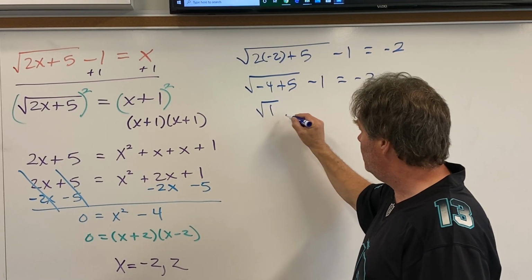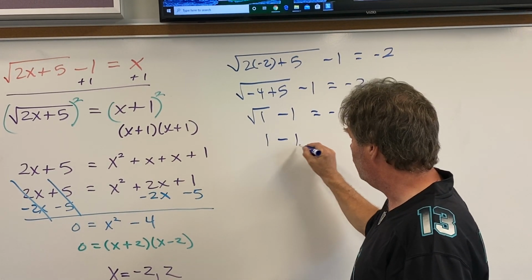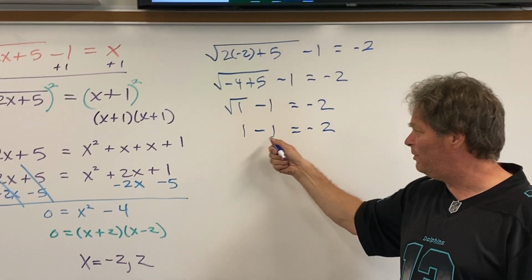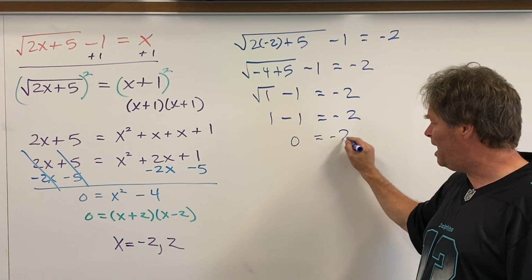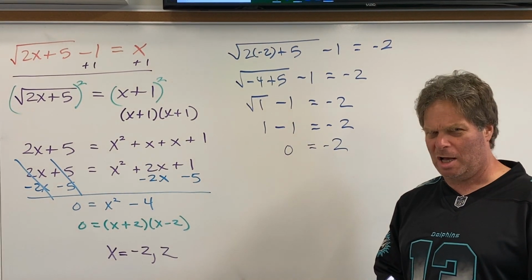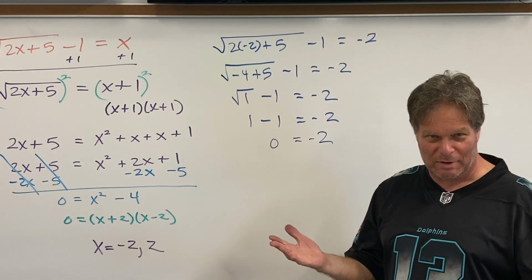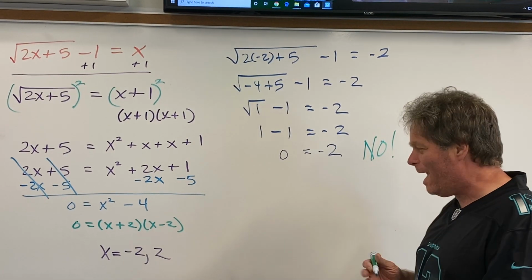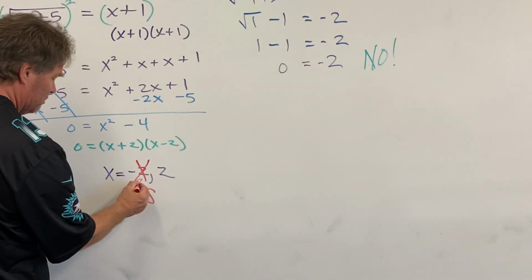And then square root of 1 minus 1 equals negative 2. Square root of 1 is 1. 1 minus 1 equals negative 2. Wait a minute. 1 minus 1 is 0. 0 equals negative 2. Let's see. If I have $0, is that the same as owing somebody $2? I don't think so. No. So wait a minute. That makes this one a bogus solution. It was a potential solution, but it's bogus.